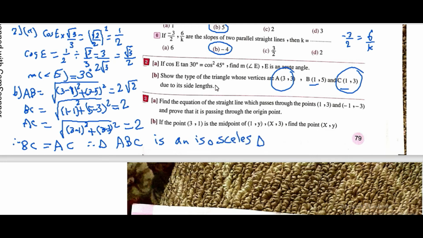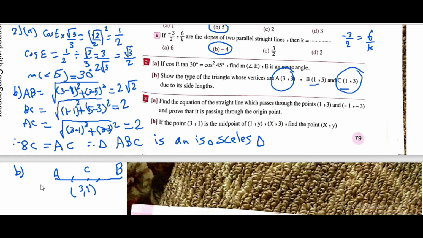B. If the point B (3, 1) is the midpoint of the line segment whose endpoints are (1, y) and (x, 3), find the point (x, y). We can draw the line segment, let it be AB. C is the midpoint (3, 1). The terminal point A is (1, y) and the other terminal point is (x, 3).